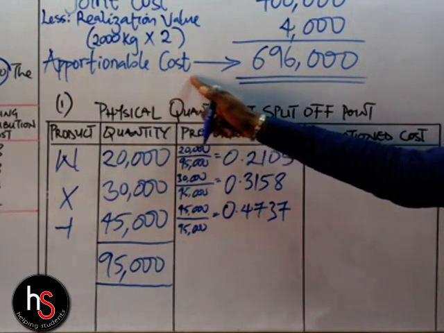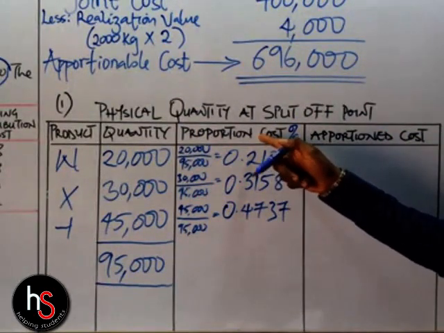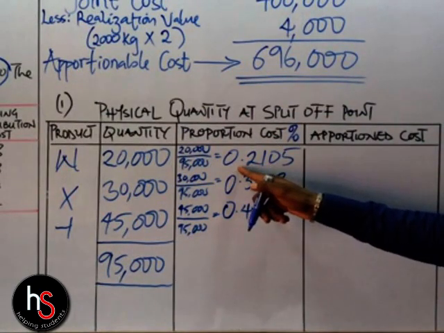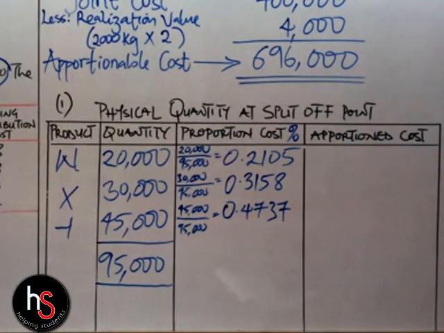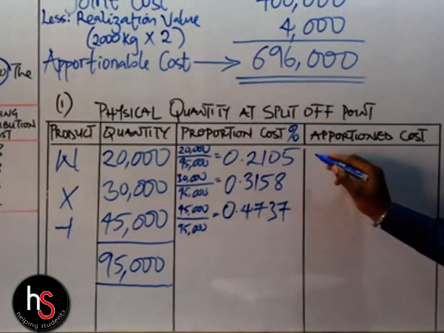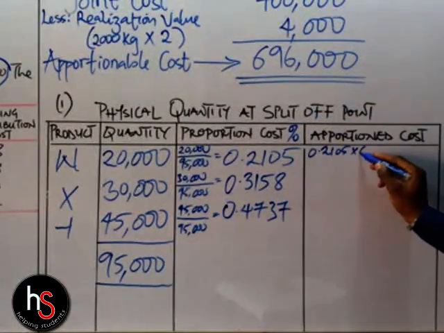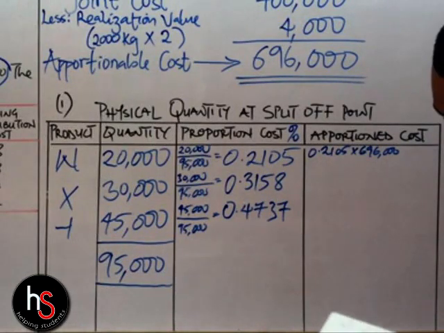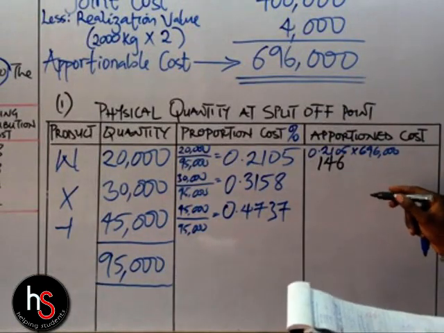Mind you, we've gotten our apportionable cost here at 696,000. Now, to get our apportioned cost, we'll multiply our proportion costs times the apportionable cost. So we'll say 0.2105 times 696,000. By the time we multiply this, it gives us 146,508.